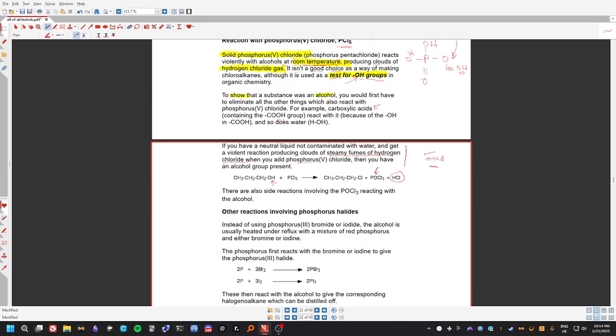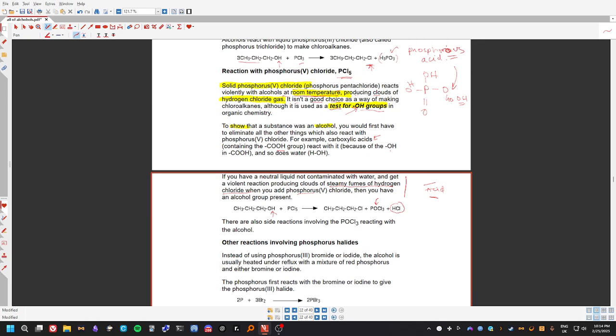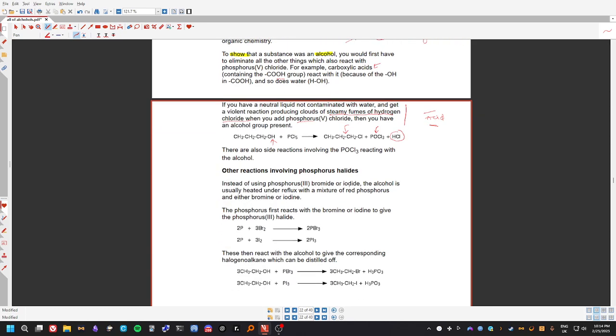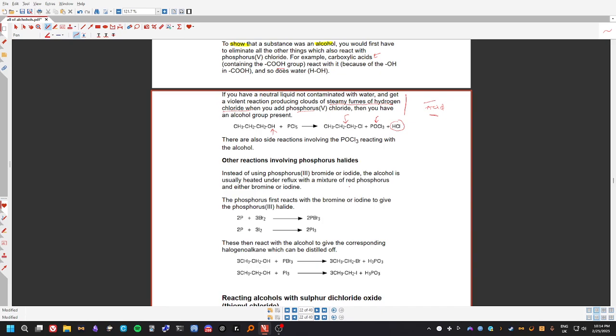This is going to be POCl3, I'm not sure what that is called, and then you also have your haloalkane. There are some side reactions using POCl3 reacting with the alcohol. So if you have more alcohol, this reacts with this. Do we talk about that? I don't think so.